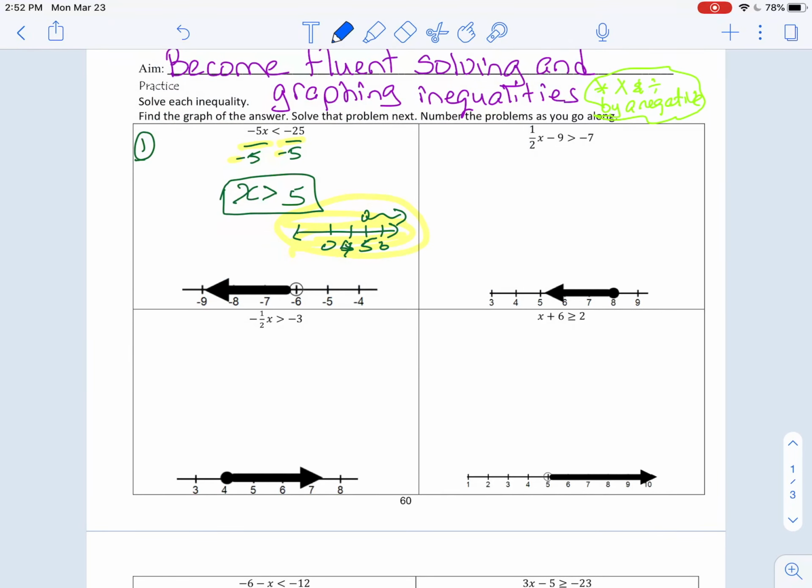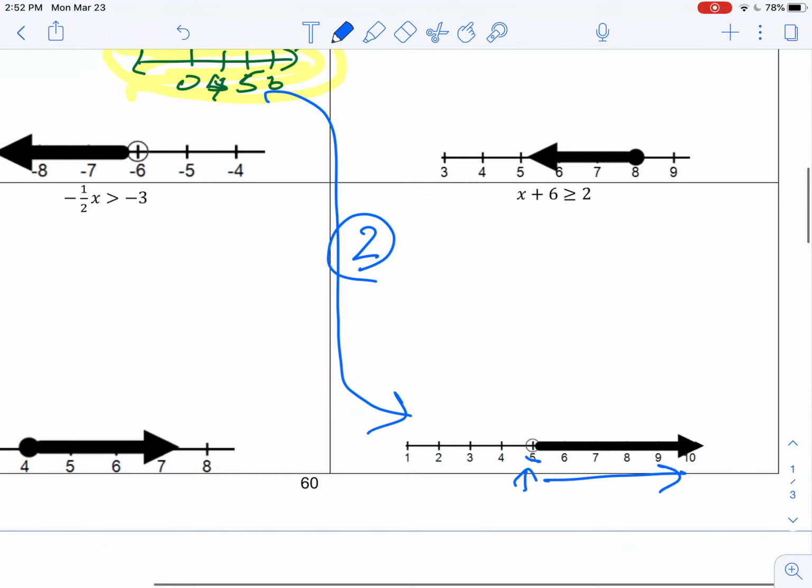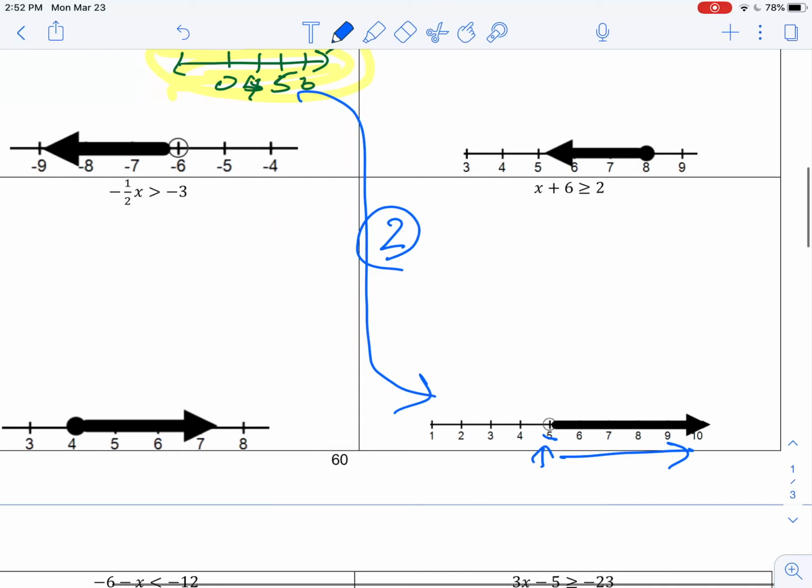Well, it happens to be, can you find it? Good. It happens to be right here. Here is the hollow dot, and it's going to the right. So this is the correct graph. So this is going to be problem number 2. So you number it number 2, then you go over here, and you solve the inequality.